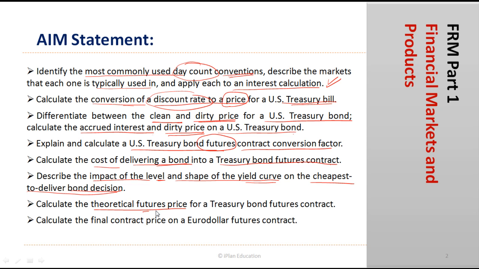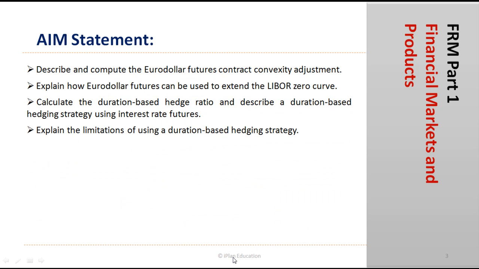Then we calculate the theoretical future price for a treasury bond futures contract and final contract price on a euro dollar futures contract. Then we describe and compute the euro dollar futures including the convexity adjustment. Then we explain how euro dollar futures can be used to extend the Libor zero curve. So this zero curve or spot rate curve can be constructed using these euro dollar futures rate. We'll look at the mechanism.